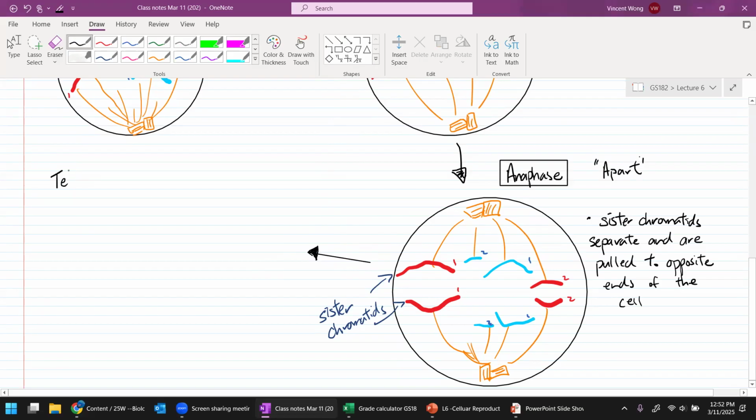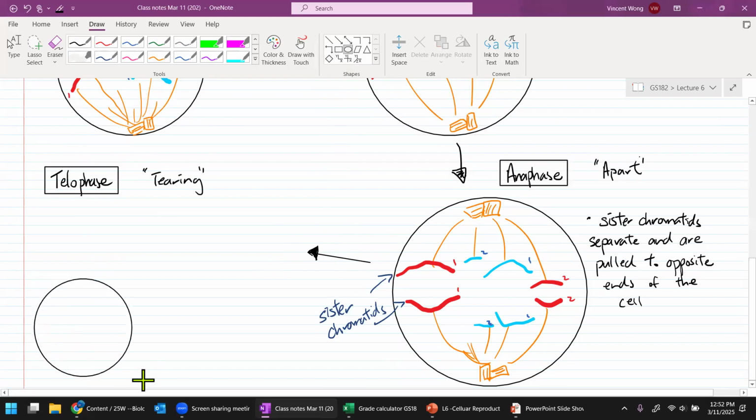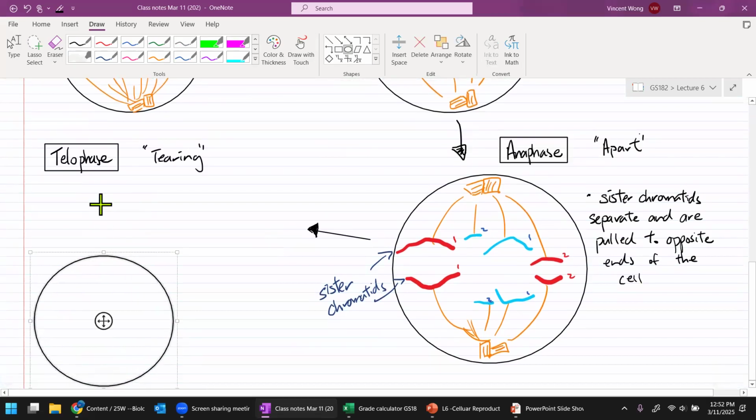And then we're done. Telophase. Telophase is basically the opposite of prophase. You can think of telophase, T for tearing. This one's a little bit harder to draw. Let me try.